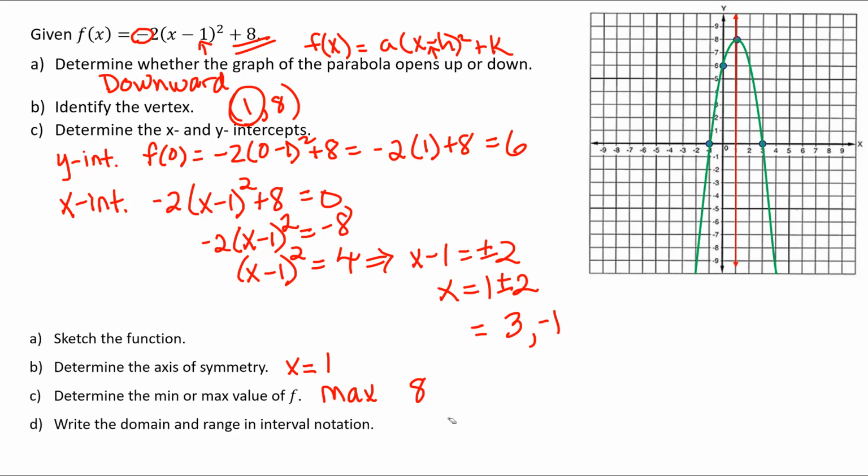And the domain, so for this function, and for any parabola, a parabolic quadratic function, the domain is going to be -infinity to +infinity. There's nothing you can't put into this equation. It doesn't have any square roots. It doesn't have any denominators. So it is just -infinity to +infinity.